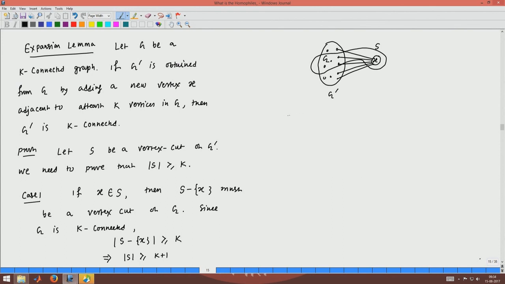So, this is case 1, and case 2 is X is not in S, the new vertex is not in the vertex cut. So, S is a vertex cut of G prime. Let me draw this again. Suppose this is my G, it has many vertices, and this is my new vertex X, which is adjacent to at least K vertices of G. And I am considering the second case, that X is not in S.